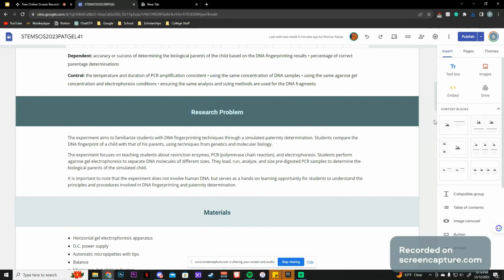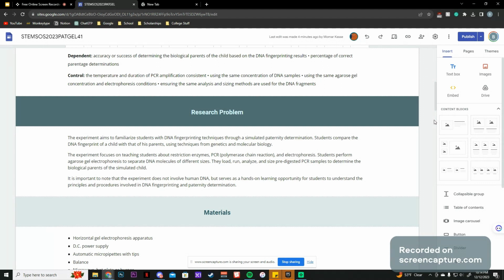And here we have our research problem. Our experiment aims to familiarize students with DNA fingerprinting techniques through a simulated paternity determination. Students compare the DNA fingerprint of a child with that of his parents using techniques from genetics and molecular biology. The experiment focuses on teaching students about restriction enzymes, PCR, and electrophoresis. Students perform agarose gel electrophoresis to separate DNA molecules of different sizes. They load, run, analyze, and size pre-digested PCR samples to determine the biological parents of the simulated child tested.